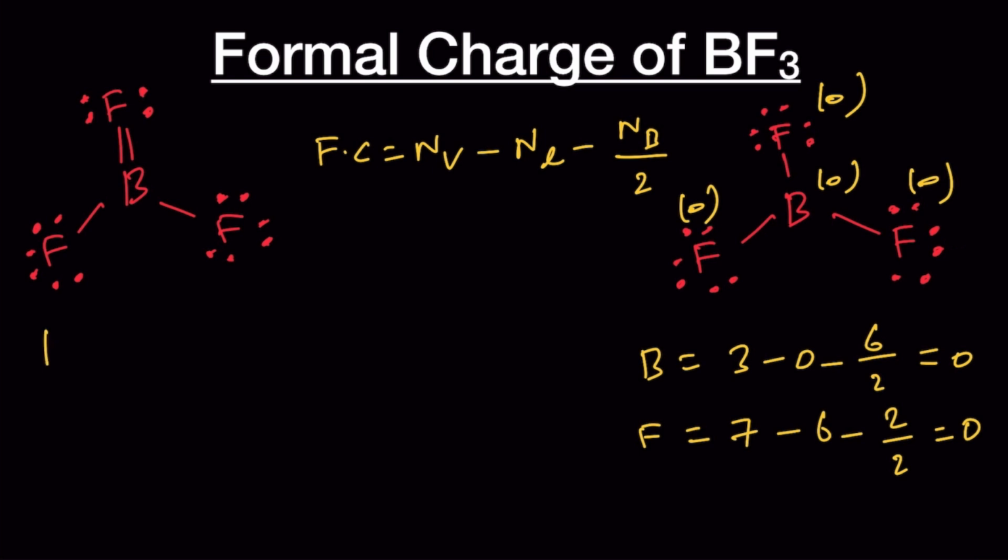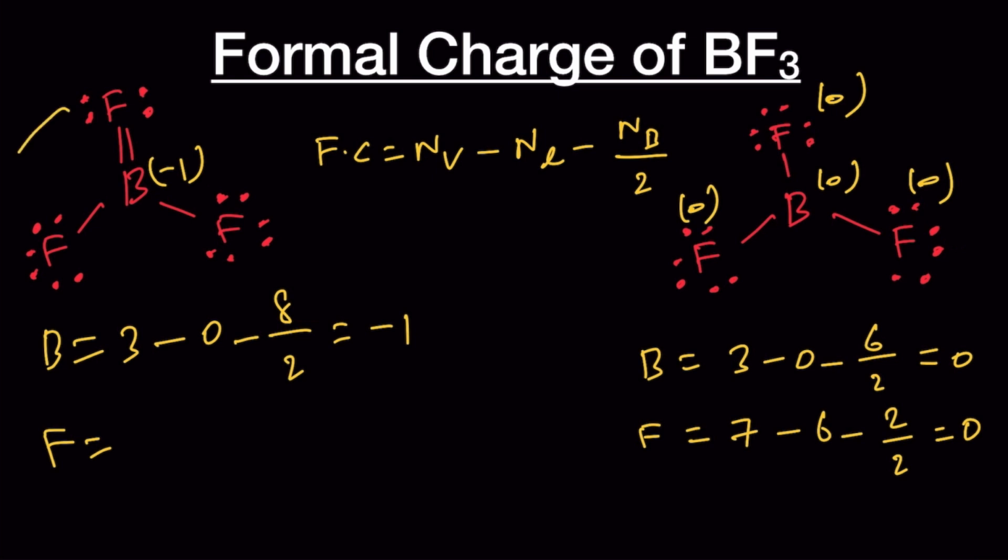If we calculate the formal charge here for boron, it will be 3 minus 0 minus, now we have 4 bond pairs, therefore 8 by 2. So this means 3 minus 4, therefore minus 1. Now we are getting a formal charge as minus 1 for the electropositive atom. That is problematic. And now let us calculate the formal charge for this fluorine atom that is there on top.